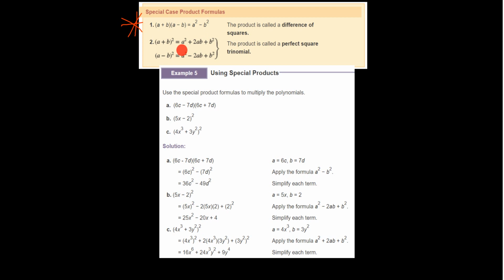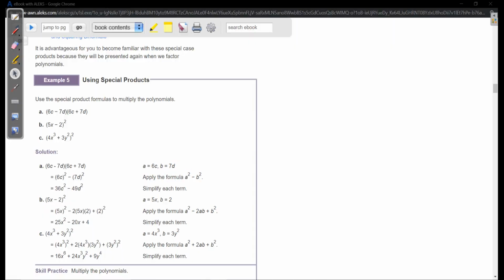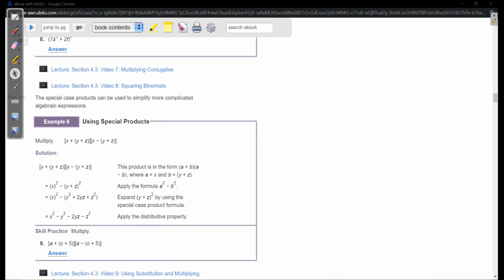Continuing on in this particular class is going to be difficult if you don't memorize special case product formula number 1. Okay, so this one is a little bit different, a little bit difficult. I won't say difficult.